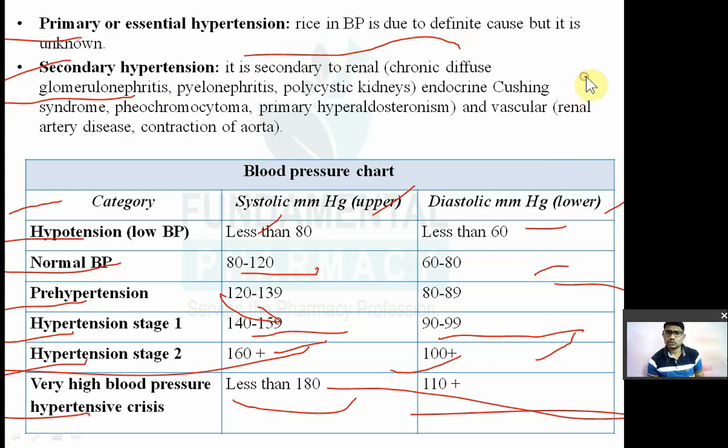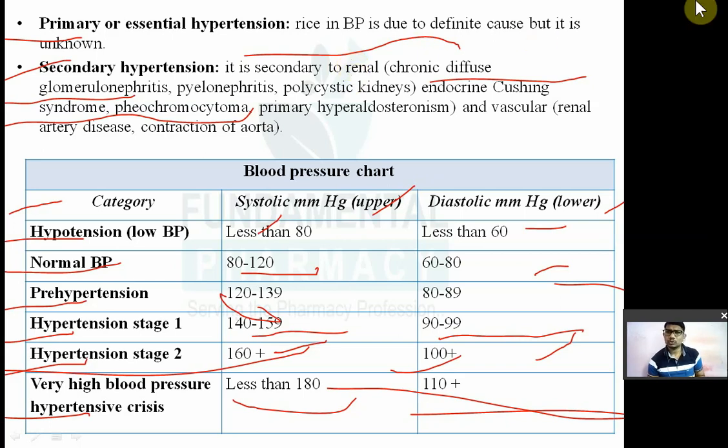Then again, it is due to a defect in the endocrine system. If there is excessive or inadequate secretion of endocrine hormones, that also leads to hypertension. For example, if the patient is suffering from Cushing syndrome, pheochromocytoma, or primary hyperaldosteronism, in that case also the patient gets hypertension. So secondary hypertension is secondary to an underlying cause, which may be a kidney problem like glomerulonephritis, pyelonephritis, polycystic kidney, or an endocrine disease like Cushing syndrome, pheochromocytoma, primary hyperaldosteronism.